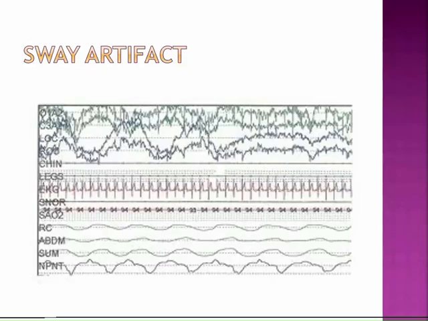It usually affects your eye channels and your EEGs. You can see it also affect your EKGs, your chins. I mean, some people really sweat, so you can pretty much see it throughout. But the main place where you'll see it is in your eyes and in your EEG.